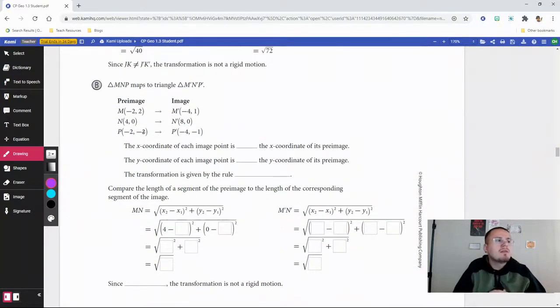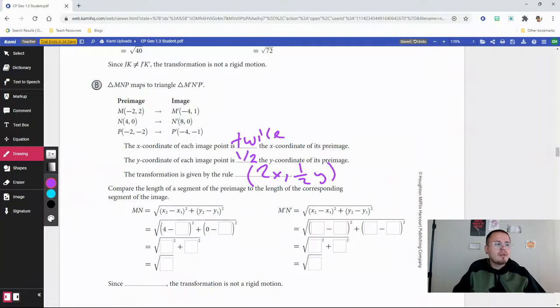So MNP, we're going to map pre-image to the image. I'm going to take a look. Looking at it, I see the x's are being multiplied by 2, right? So doubled, multiplied by 2, whereas the y values look to be halved. They cut in half. So then our rule, this is a little funky, right? A little complex. 2x, 1/2 y. So we have to make sure that you multiply the x's by 2 and the y's by 1/2.